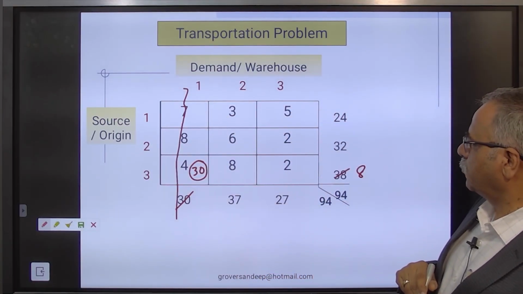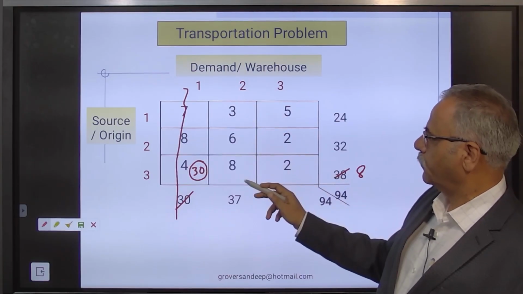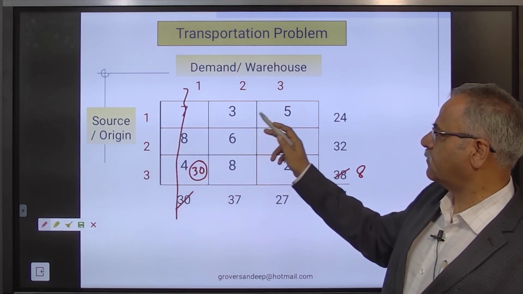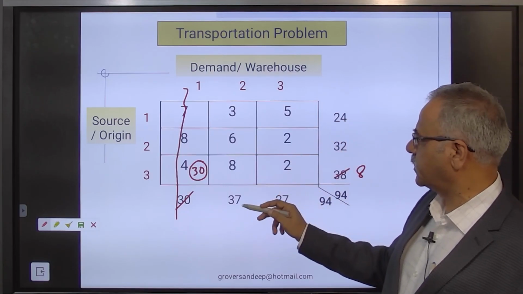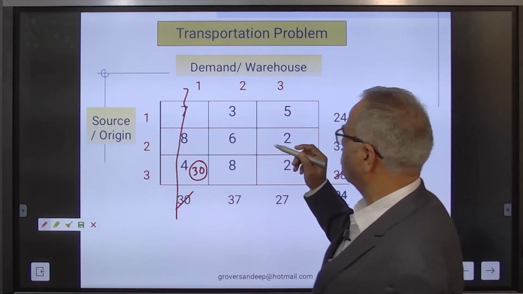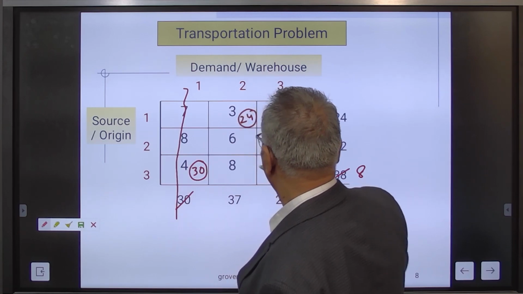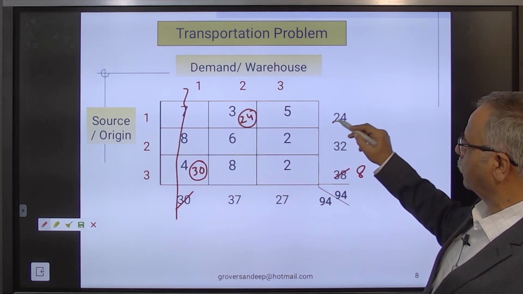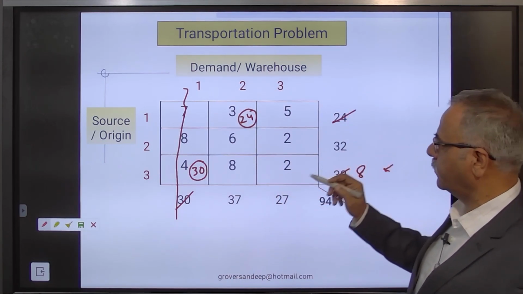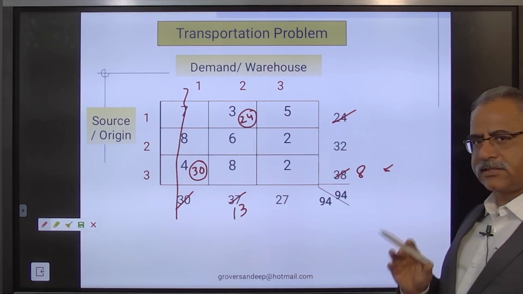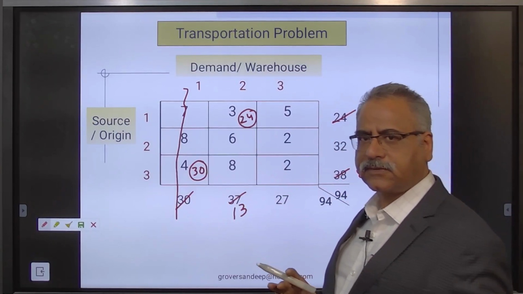When you move on to the next column, in this column you see the minimum cost is 3, okay. So, how many can you allocate maximum here? Seeing this 24 here and 37 here, the origin capacity is 24, so you can allocate a maximum of 24 here. So, when you allocate 24 here, this capacity is over, and here you are left with 13 units, but still this capacity of the warehouse is remaining.